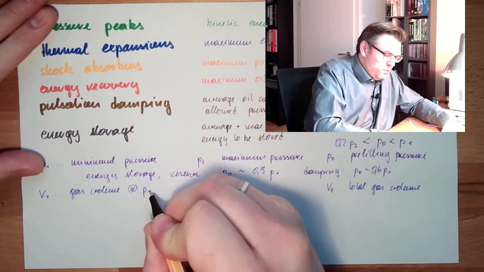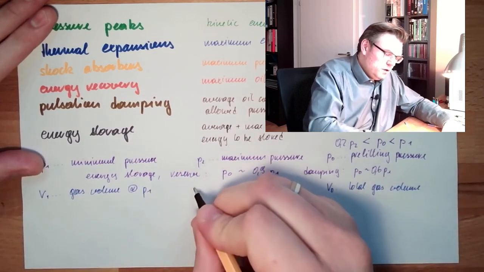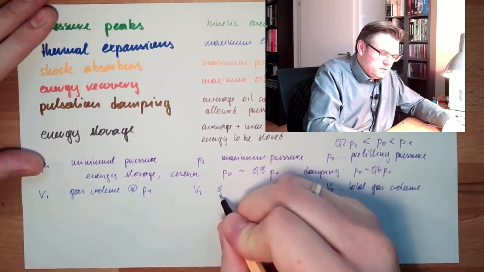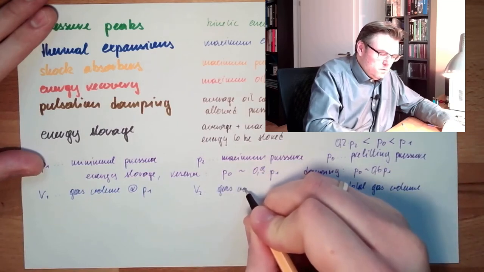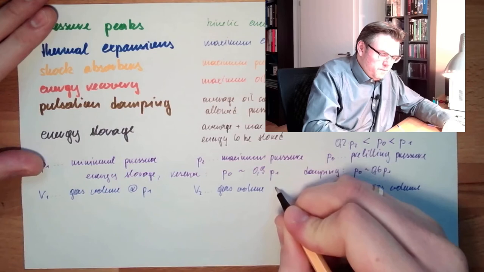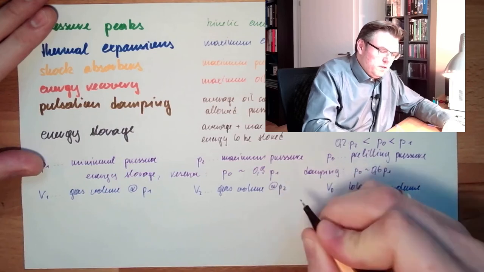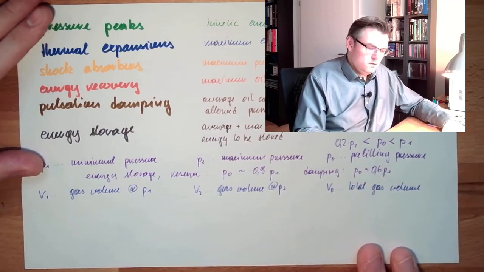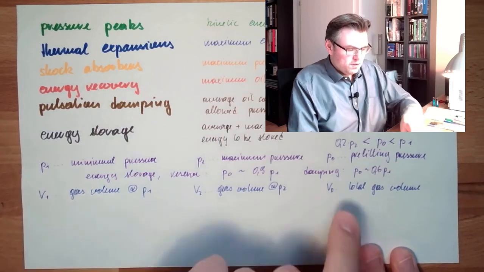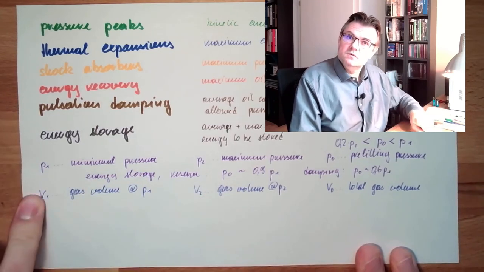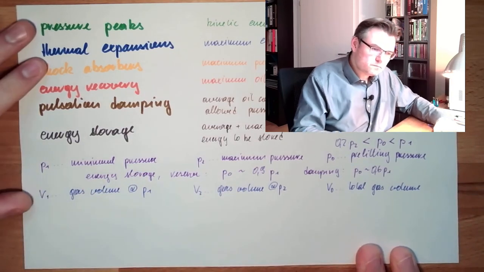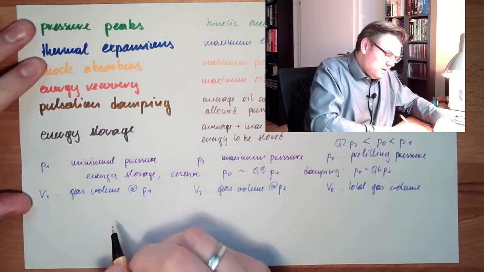Then there is, of course, the gas volume V1 at the pressure P1, the minimum operating pressure, and V2, the gas volume at P2, the maximum operating pressure. This is smaller than this, and this is even smaller than this. Clear.